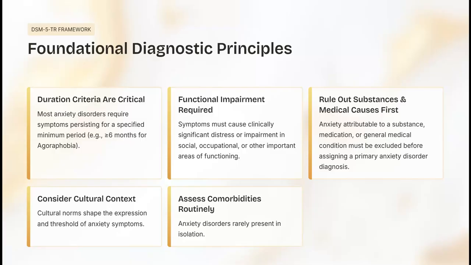Comorbidities should be routinely assessed. Anxiety disorders rarely present by themselves. They usually have a friend with them, another disorder. So screening for mood disorders, trauma history, and substance use is going to improve your diagnostic accuracy and treatment.